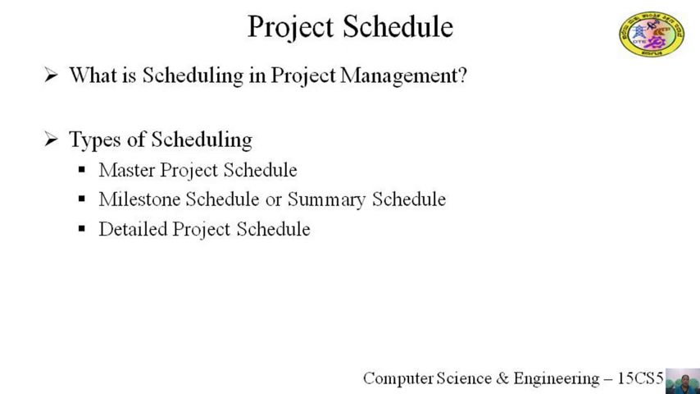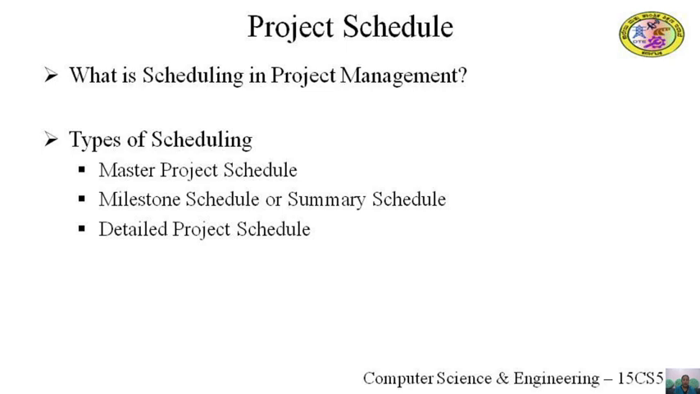There are three main types of schedules. First, the master project schedule. A master schedule tends to be a simplified list of tasks with a timeline or project calendar. The second one is the milestone schedule or summary schedule. This type of schedule tracks major milestones and key deliverables, but not every task required to complete the project.